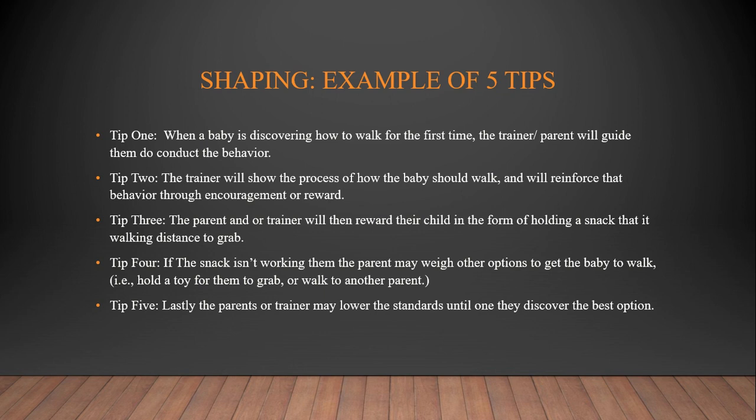The second tip would be the trainer showing the process of how the baby should walk, and we'll reinforce that through encouragement or reward. So telling them, "Oh, look at you, you did so good," as an example. And then the step 3 would be any reward that the parent gives the child. So that would be like keys, or jingling some keys so that the baby can walk towards them and then they get them at the end, or some snacks, or going to a specific parent, etc.